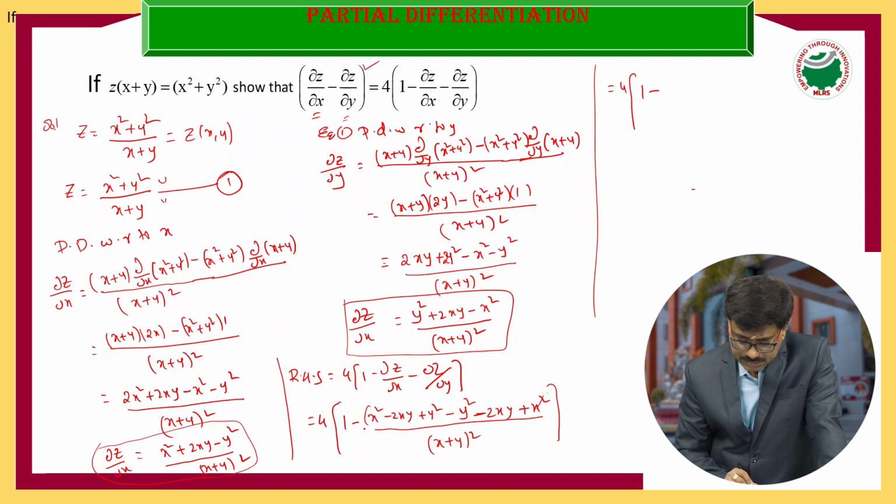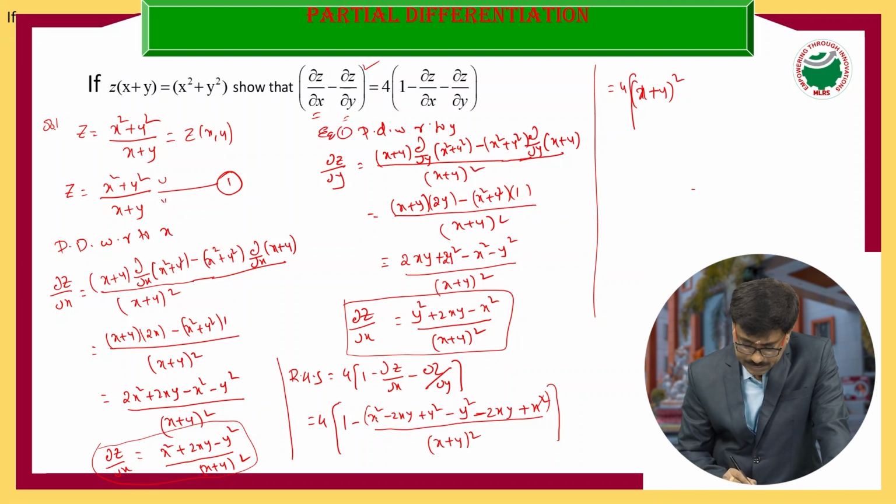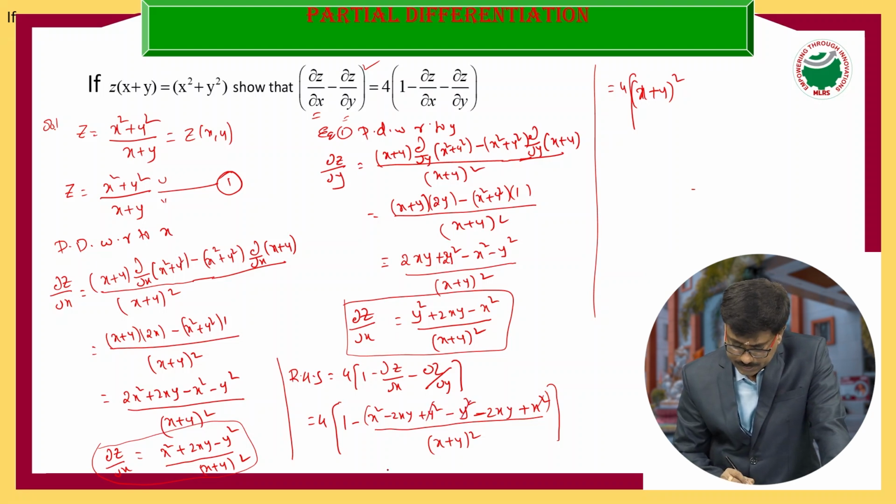Let us go with this partial derivatives function. If I take this LCM entire value, this becomes x plus y whole square, minus x square and minus y square plus y square. Remaining is, this also gets cancelled. This becomes plus 4xy, this becomes minus 4xy divided by x plus y whole square.